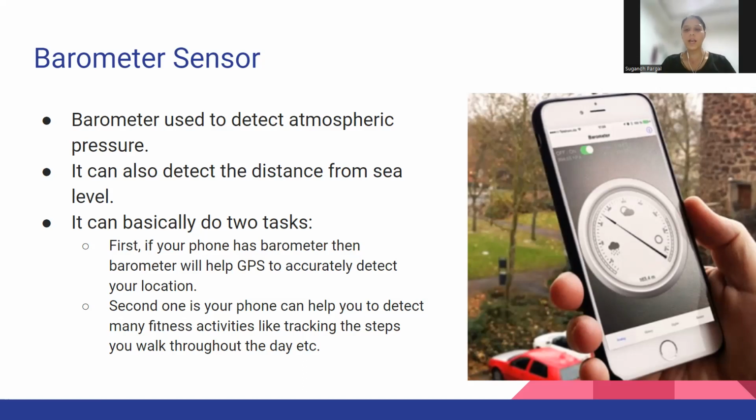It can basically do two tasks. First, if your phone has a barometer, then the barometer will help the GPS to accurately detect your location. So the first task is location mapping with the help of GPS. And second, it can help you to detect many fitness activities, like tracking the steps and walk throughout the day, etc., with the help of the barometer.